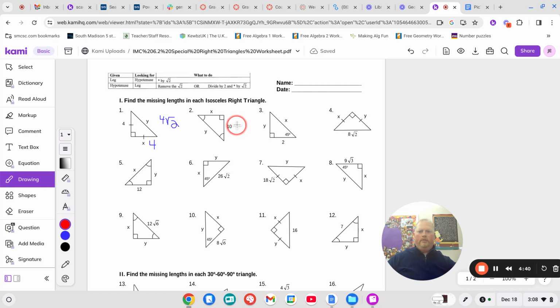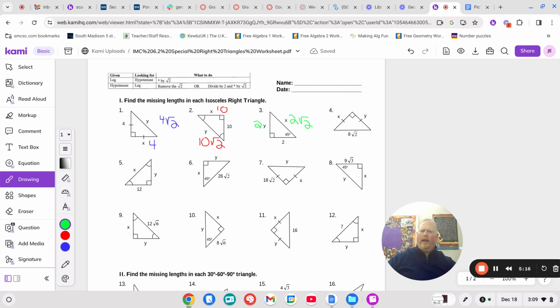Question number 2. One of the legs is 10. That means the other leg is 10. And that makes the hypotenuse 10 times the square root of 2. We'll do the same thing for question number 3. This leg is 2, which means this leg is 2. And then the hypotenuse is 2 times the square root of 2.